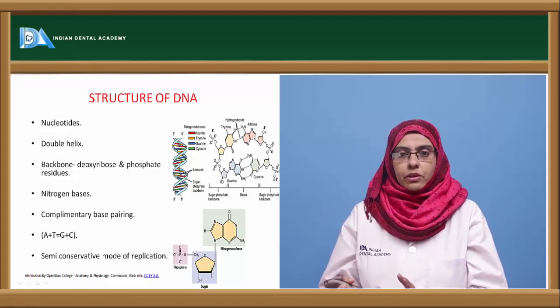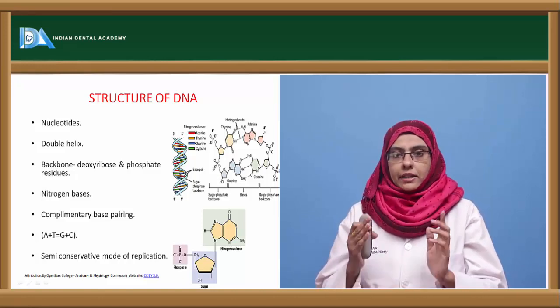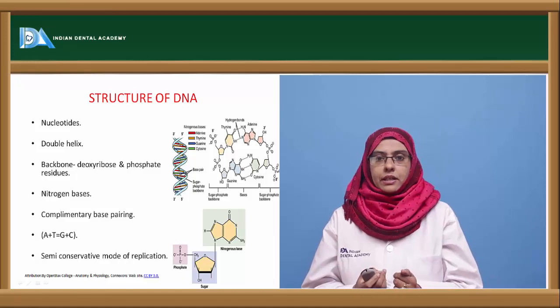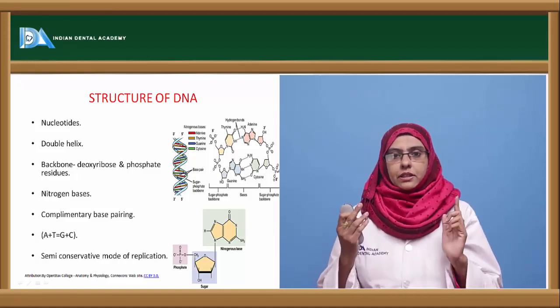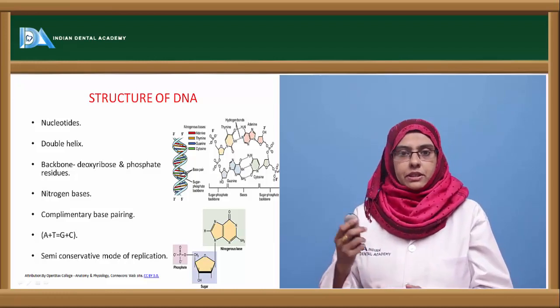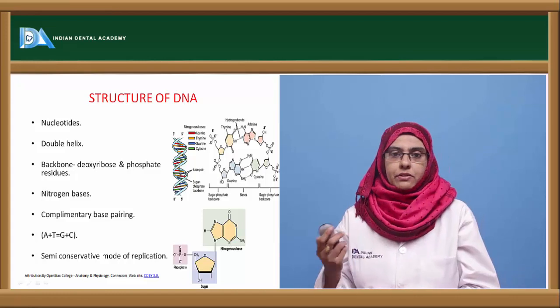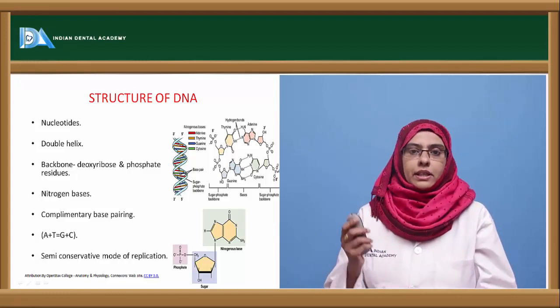So we have a backbone to which a nitrogen base is attached, and the two strands are wound together in a double helical form and stabilized by hydrogen bonds that connect the two strands. Adenine always pairs with thymine and guanine always pairs with cytosine. So there are equal numbers of adenine and thymine, and guanine and cytosine.